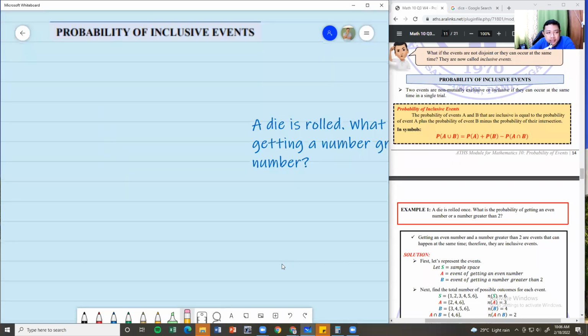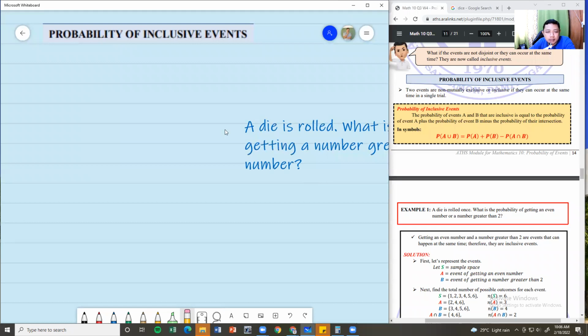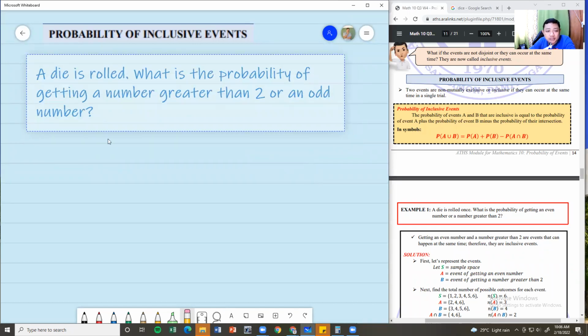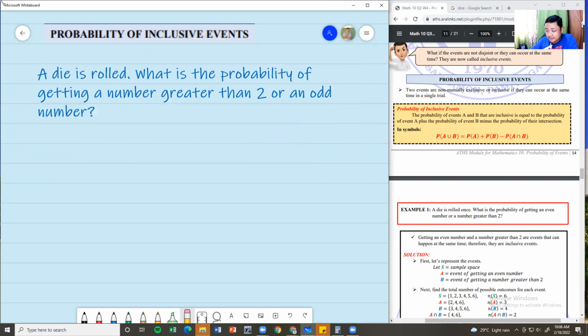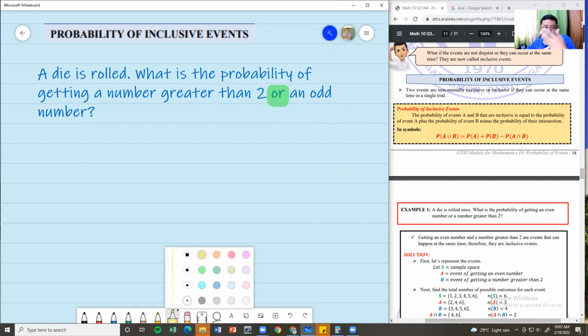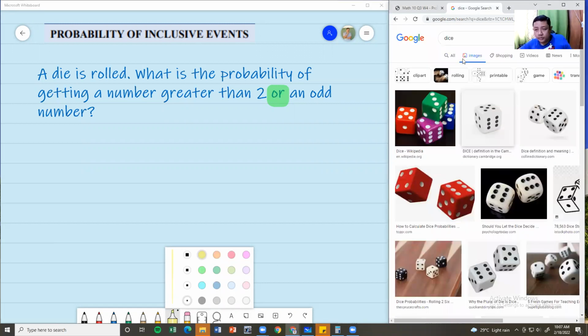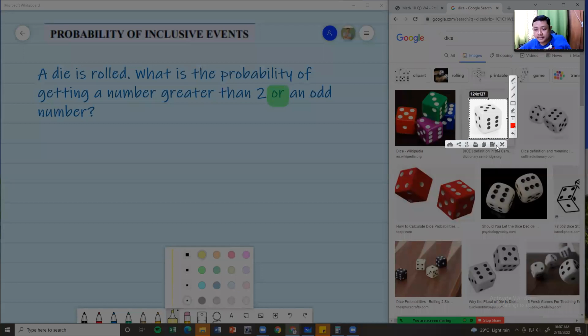So this is what makes it inclusive, because something is common between the two events. And mind you that we are still referring with the word or, so therefore we are still adding the probabilities. Now, if we will consider the two events, the first event is a die is rolled. So you know a die. What is the probability of getting a number greater than 2? That is our first event.